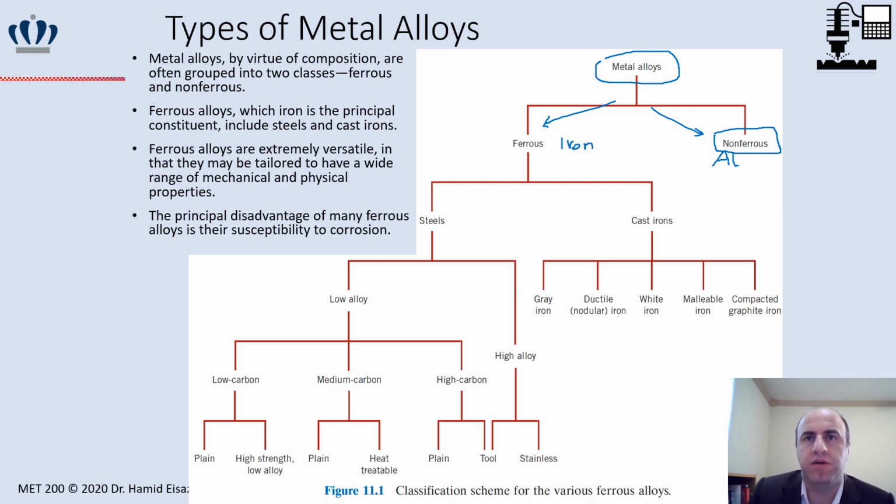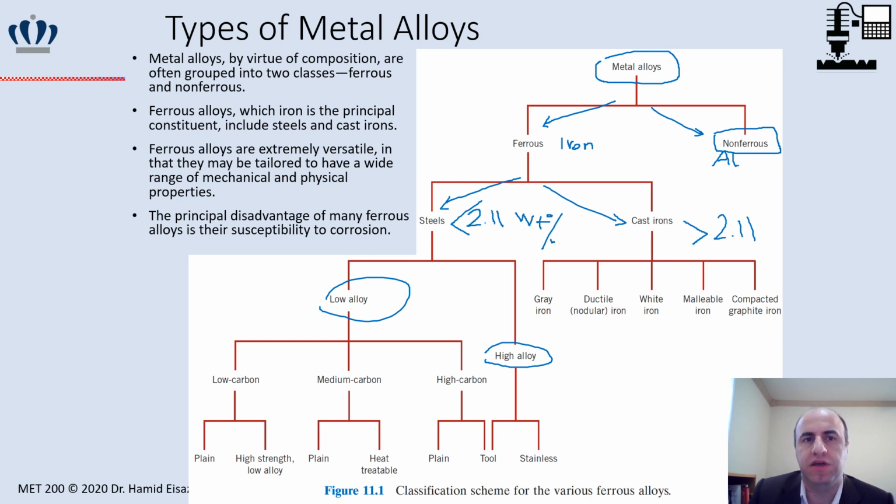In the ferrous alloys, we have steel and we have cast iron. In the steel, the amount of carbon is less than 2.11 weight%. But in the cast iron, the amount of carbon is going to be more than 2.11. Okay. In the steel, we have low alloy and high alloy.